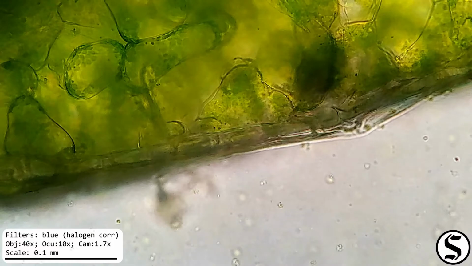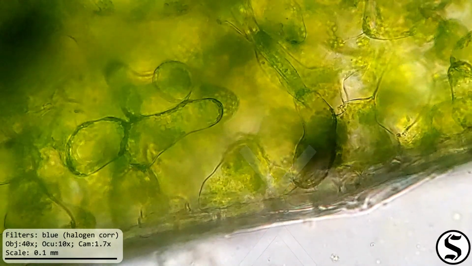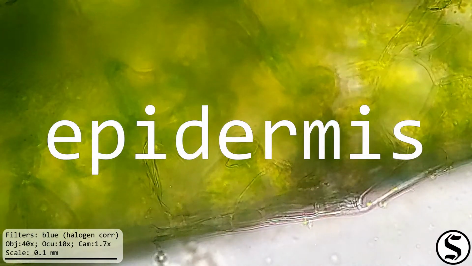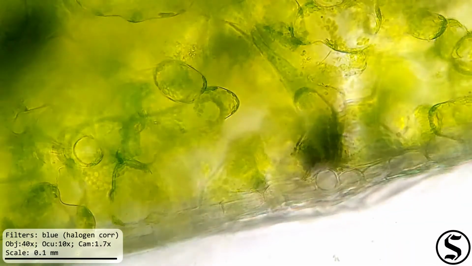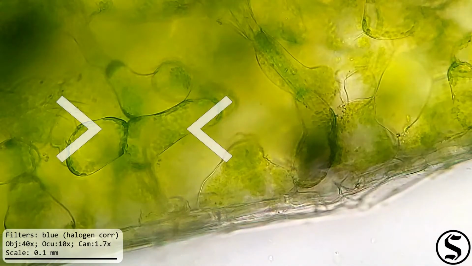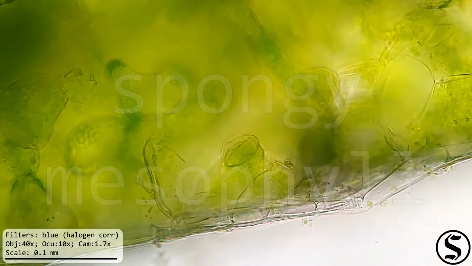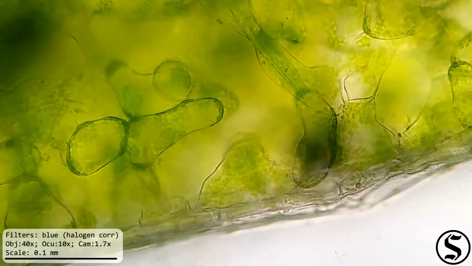Now at high magnification, we can see that one cell layer thick epidermis. That comes from the Greek epi, on top of, and derma, skin. And that's a protective layer around the entire leaf. And then above that, we've got the spongy mesophyll. Spongy comes from the Greek spongos, for sponge. And mesophyll is from the Greek mesos, middle, and phullon, leaf.